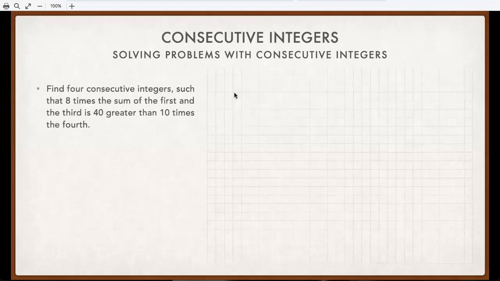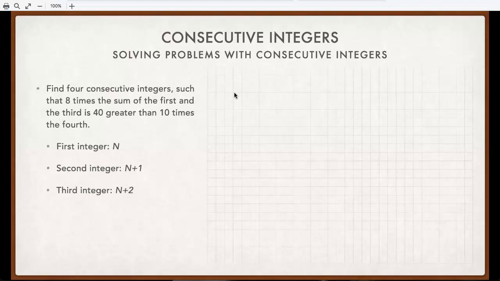Find 4 consecutive integers such that 8 times the sum of the first and the third is 40 greater than 10 times the fourth. So here we have 4 integers, n, n plus 1, n plus 2, and n plus 3. Now we need to make sure we set up this equation correctly. 8 times the sum of the first and the third. So the first is n, the third is n plus 2. The sum of the first and the third is n plus (n plus 2).